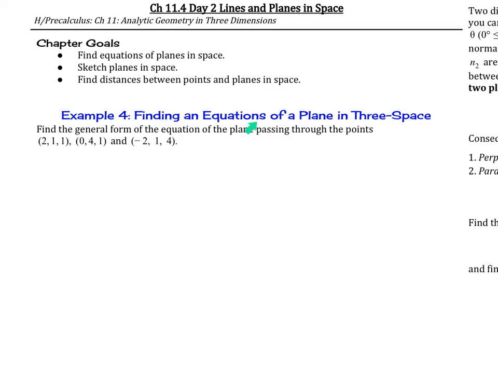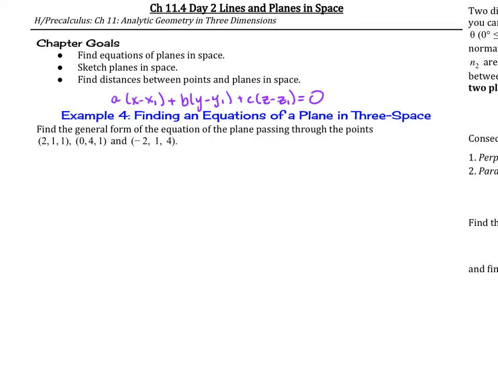Example 4, we're finding an equation of a plane in 3 space. So we need to remember the formula a times x minus x sub 1 plus b times y minus y sub 1 plus c times z minus z sub 1 equals 0. To find the equation of the plane, we need a point in the plane and a vector that is normal to the plane. To obtain a normal vector, we're going to use a cross product of vectors u and v. So let's find the component form of u and v.